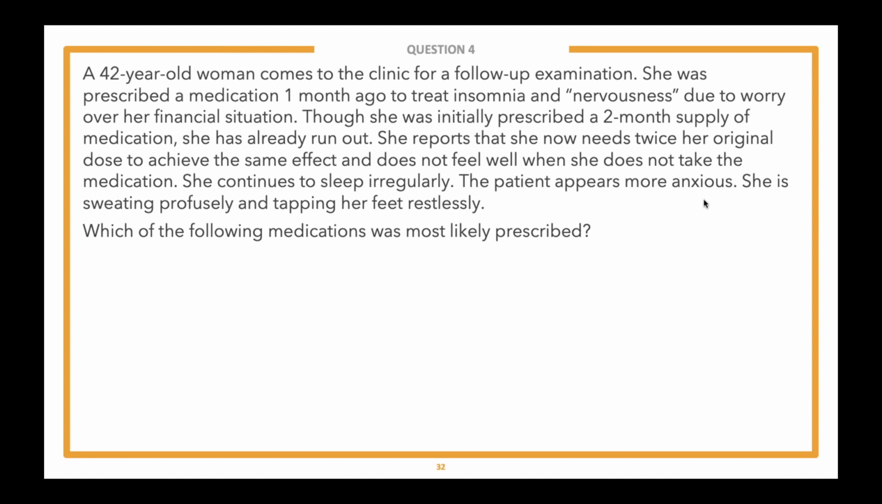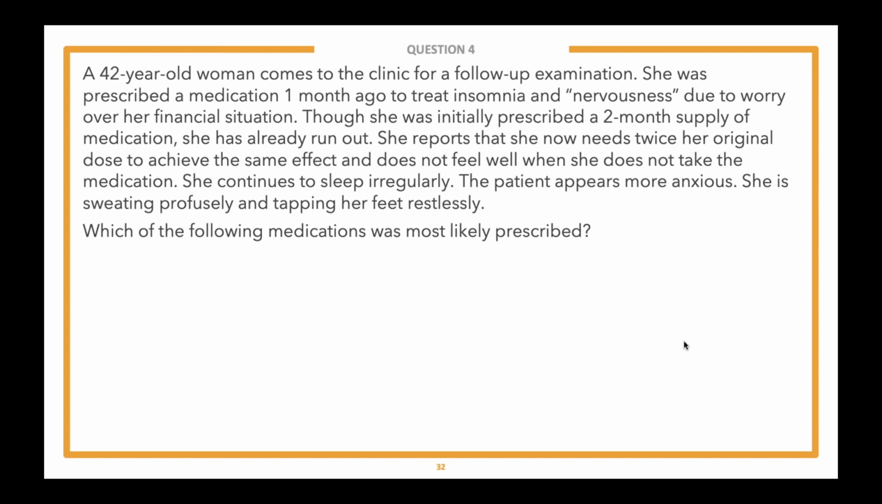A 42-year-old woman comes to the clinic for a follow-up examination. She was prescribed a medication 1 month ago to treat insomnia and nervousness due to worry over her financial situation. Though she was initially prescribed a 2-month supply of medication, she has already run out. She reports that she now needs twice her original dose to achieve the same effect and does not feel well when she does not take the medication. She continues to sleep irregularly. The patient appears more anxious. She is sweating profusely and tapping her feet restlessly. Which of the following medications was most likely prescribed?